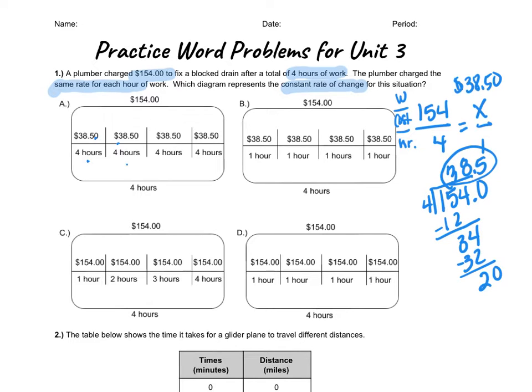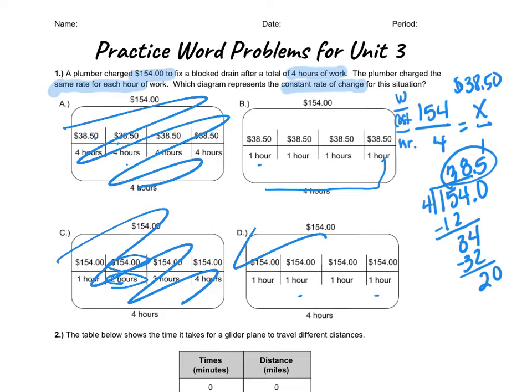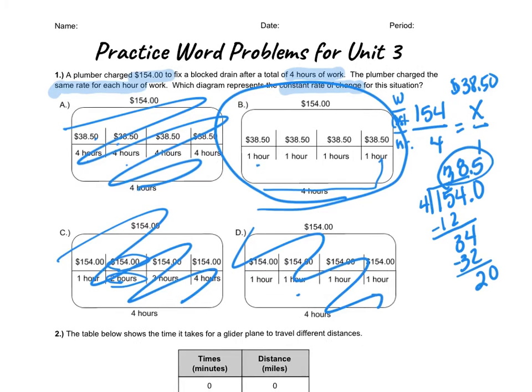Okay, so if you look at your numbers, A is saying 38.50, 4 hours. So that doesn't really make sense because that really doesn't break it down per hour, does it? Does that show a constant rate? Okay, so I don't agree with that one. Okay, B, 38.50 per hour, the total of 4 hours. Okay, that one looks right. Let's check out C. 1 hour, 2 hours. Well, that's saying that 2 hours would be 154 to me. And that's not true, right? 4 hours is 154. And it's not 154 per hour. So our answer is answer choice B. Okay, so moving on.